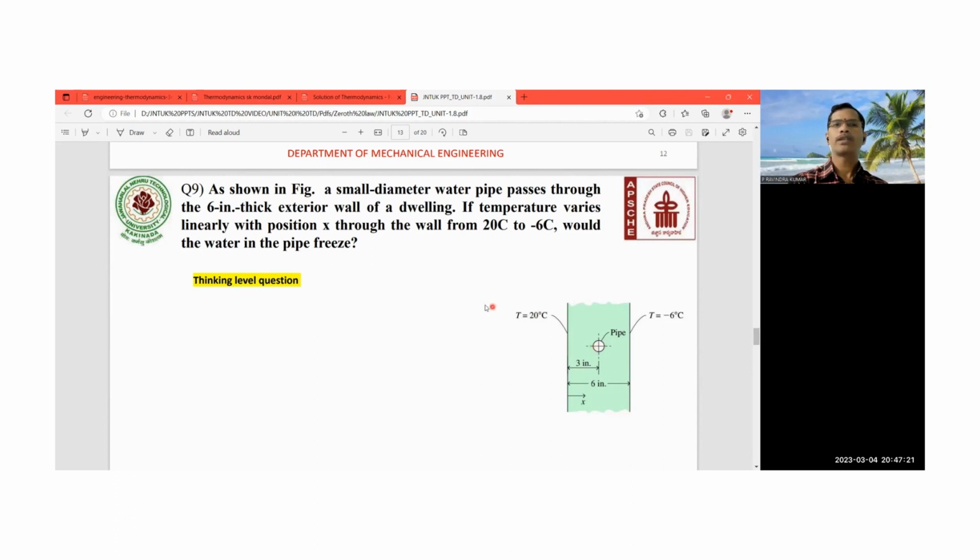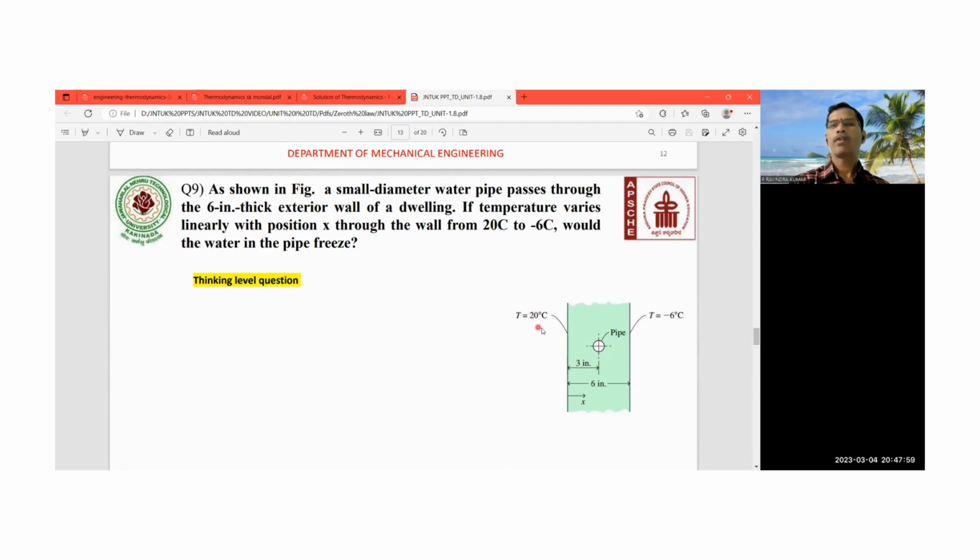If the temperature varies linearly with the position x through the wall from 20 degrees centigrade at the left hand side to minus 6 degrees centigrade at the right hand side, in between there is a pipe passing through the wall at a distance of 3 inches. The total length of the wall is 6 inches. Through the central portion the pipe is passing, and would the water in the pipe freeze? Why?